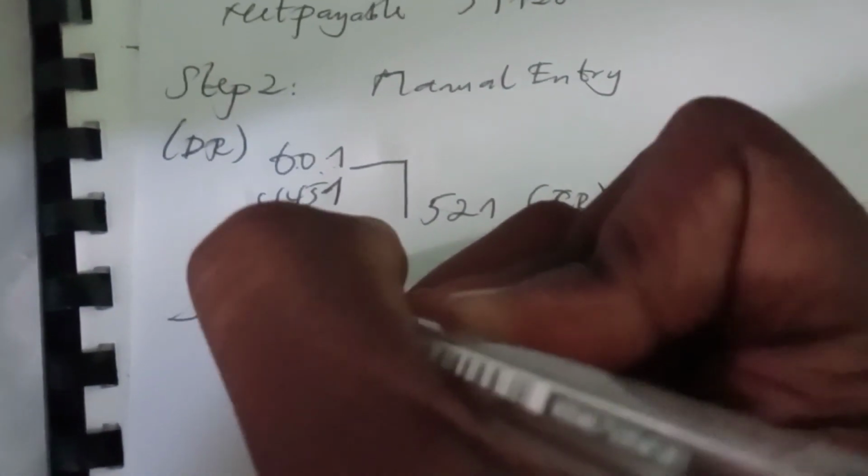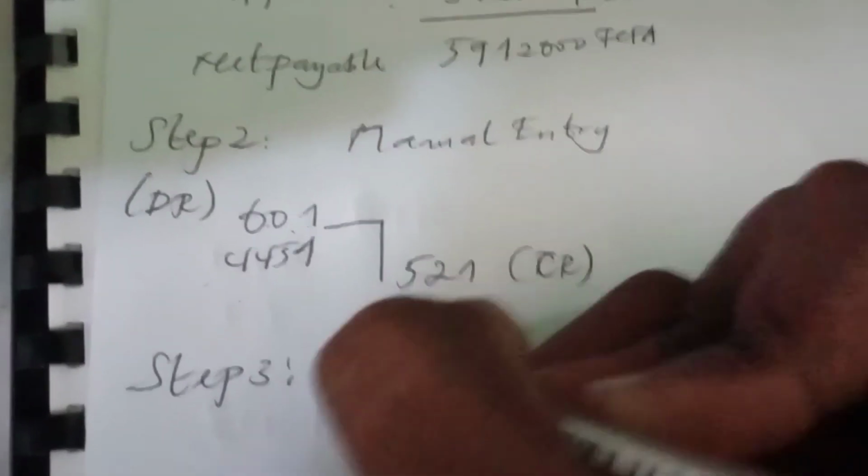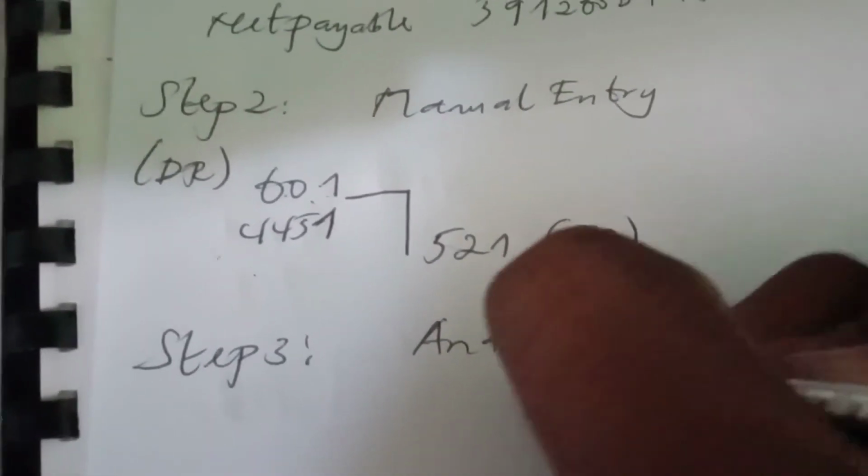Now in step 3, let's move to step 3. Step 3 is talking about analysis, which I've shown you how to analyze in the other one. Now to analyze this one, what was actually happening?